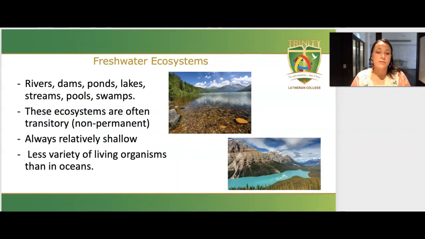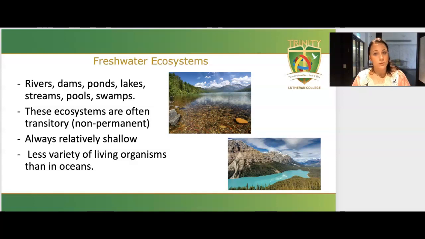So it could be any of those things. They tend to be transitory, non-permanent, especially when you consider that we're comparing them to oceans. Oceans have been there for a very, very long time, pretty much since the world began, and they'll be there well after we're dead. Whereas a stream can change its course, a lake can dry up, and a pond frequently disappears. All freshwater ecosystems tend to be relatively shallow.